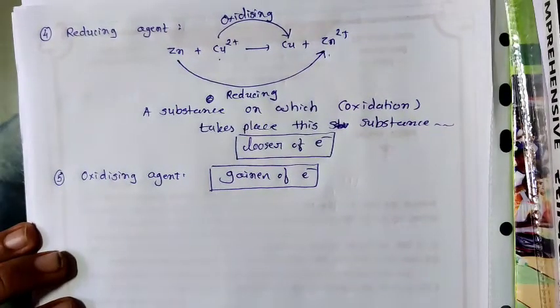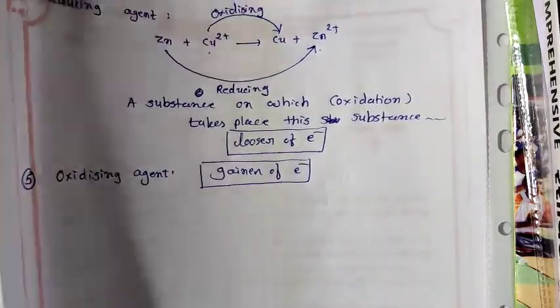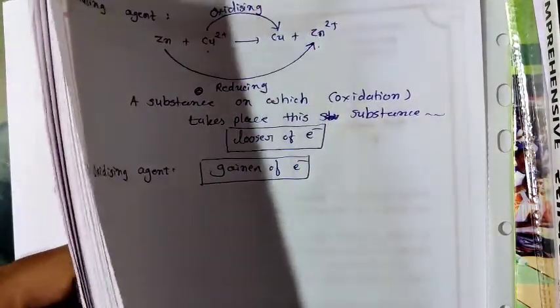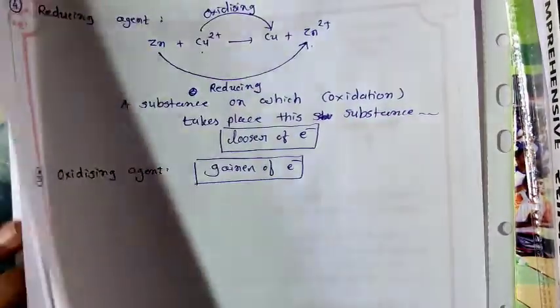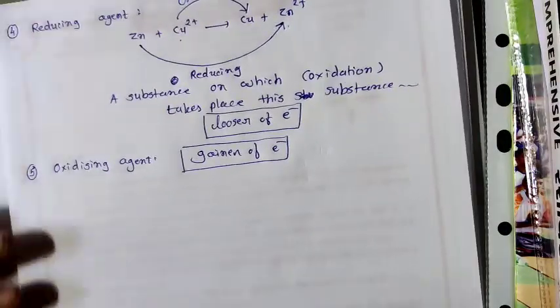So reducing agent and oxidizing agent, these are again two new important definitions which are very important for the study of this chapter. Okay, now the next important definition is here.